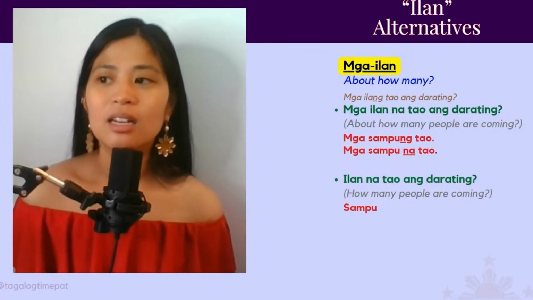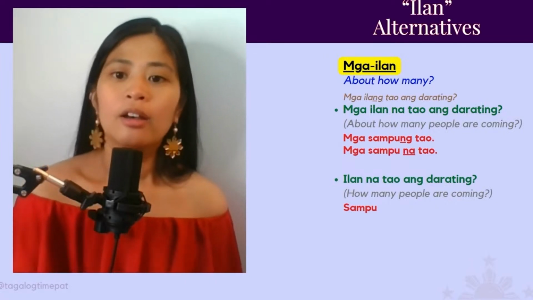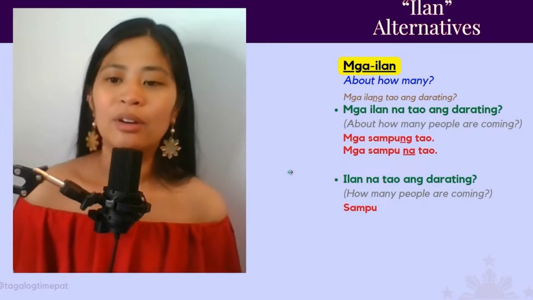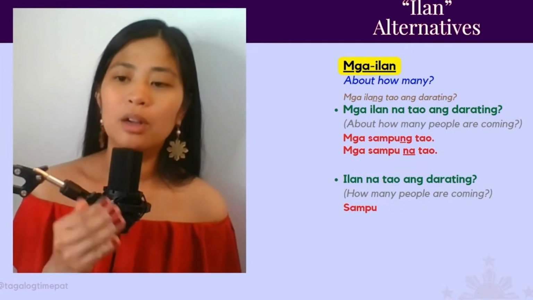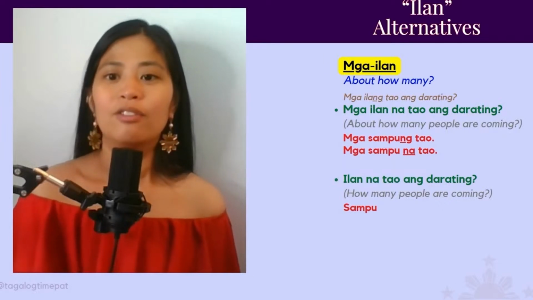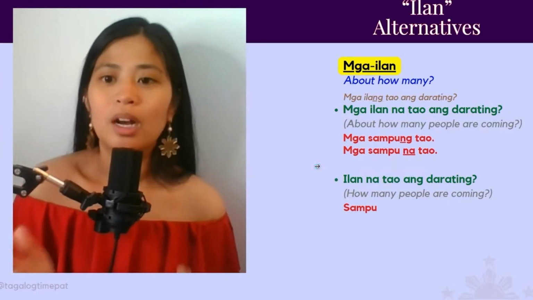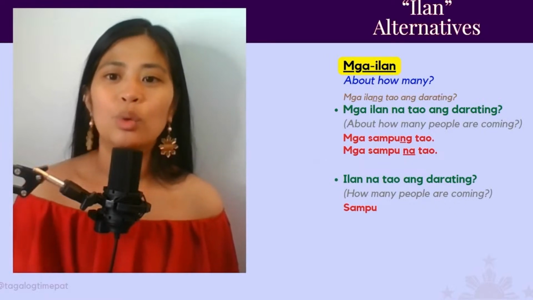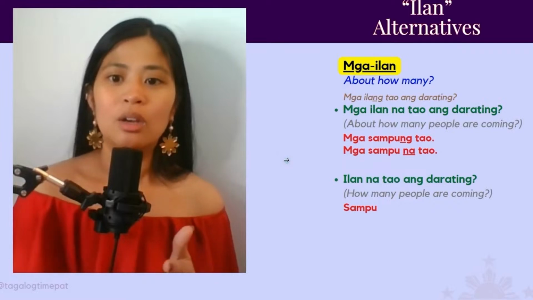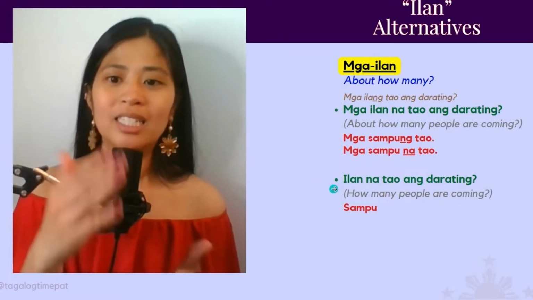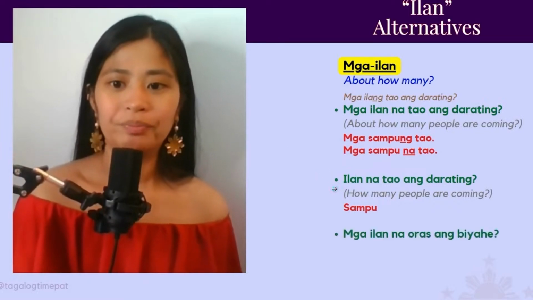Mga ilan is about how many are coming versus ilan na tao ang darating. This is like definitive. 10 people are definitely coming. Versus mga 10, about 10. Okay, so when you add mga, it's asking about like an estimation. When you don't have mga, it's asking for a definitive answer.